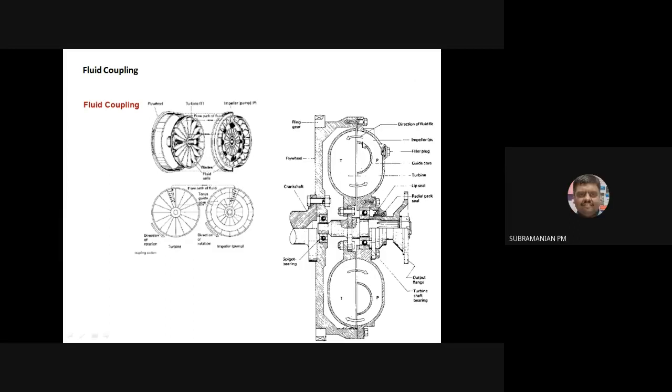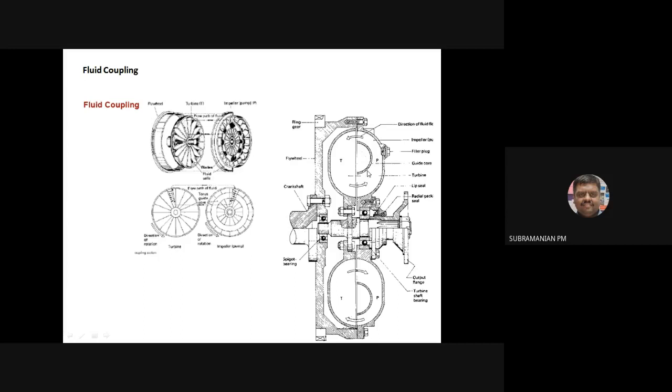See what happens: my impeller is rotating and it will transmit the torque to the turbine through the fluid. The fluid will receive the energy from the impeller and give the energy to the turbine, making the turbine rotate. My turbine is connected to the transmission shaft, so the transmission shaft will be rotated. The pump is connected to the flywheel. Whenever the engine is started, the crankshaft and flywheel will be rotating, so my pump also will be rotating.